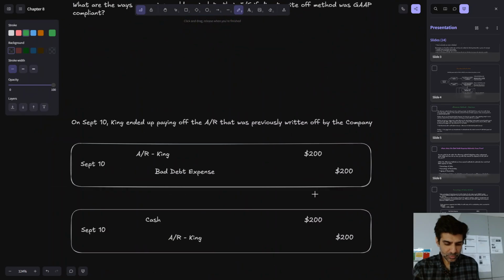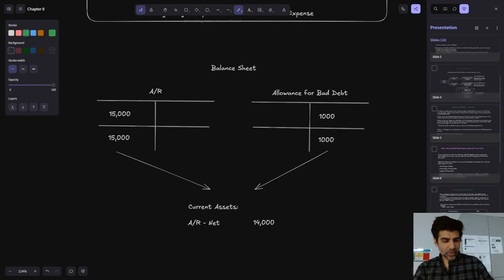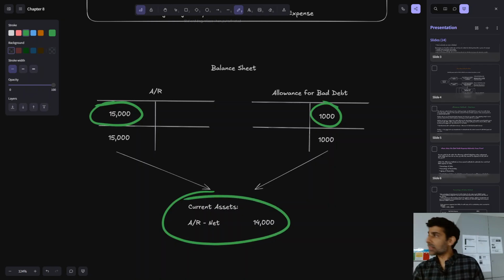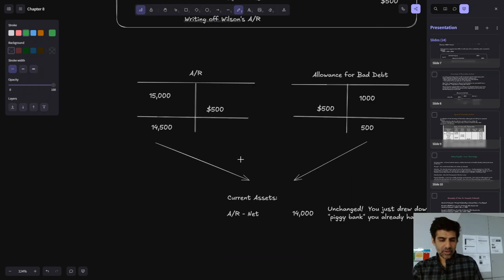If you remember, we did this where we have our total amounts, our accounts receivable, and we have this piggy bank. The net is 14,000. This is how much we would show on our balance sheet because it's this debit less this credit balance. So this already accounts for $1,000 worth of accounts receivable not being collected. We've already pre-allocated for that.